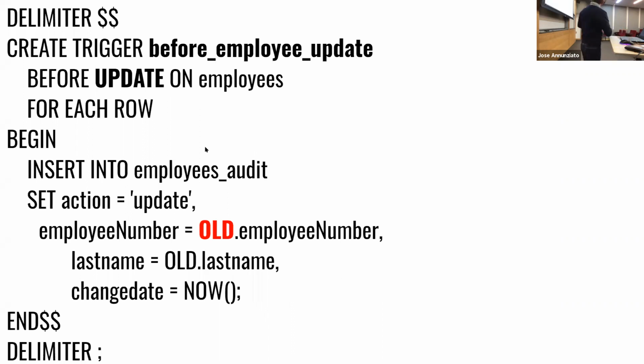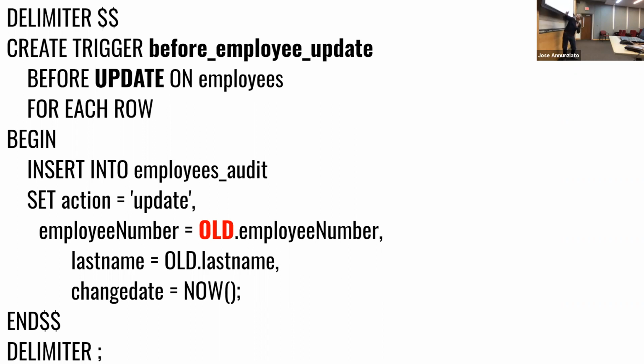So here it is. Somebody inserted into the employees table before the update. I'm sorry, no, somebody updated the employees table, right? And this is before it gets updated. I am going to insert into my employee audit table, and I'm going to set the action to update and the employee number. I'm going to look at the old, which is a keyword that is referencing the old record, the record that was updated.